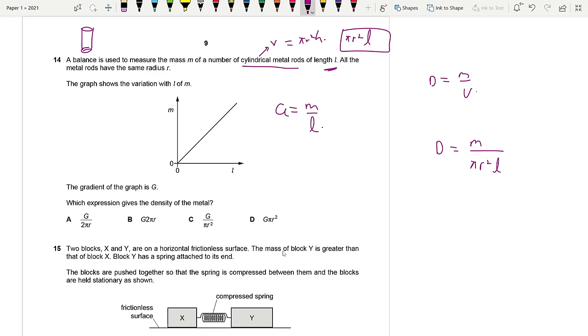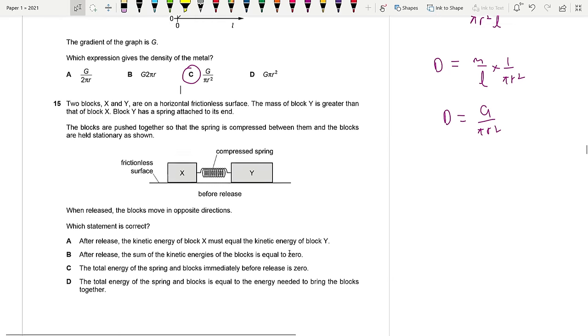So if we substitute that inside here, what are we getting? D is equal to m by l into 1 by pi r square, or d is equal to g by pi r square. Isn't that what we're looking for? So 14 is C, okay?